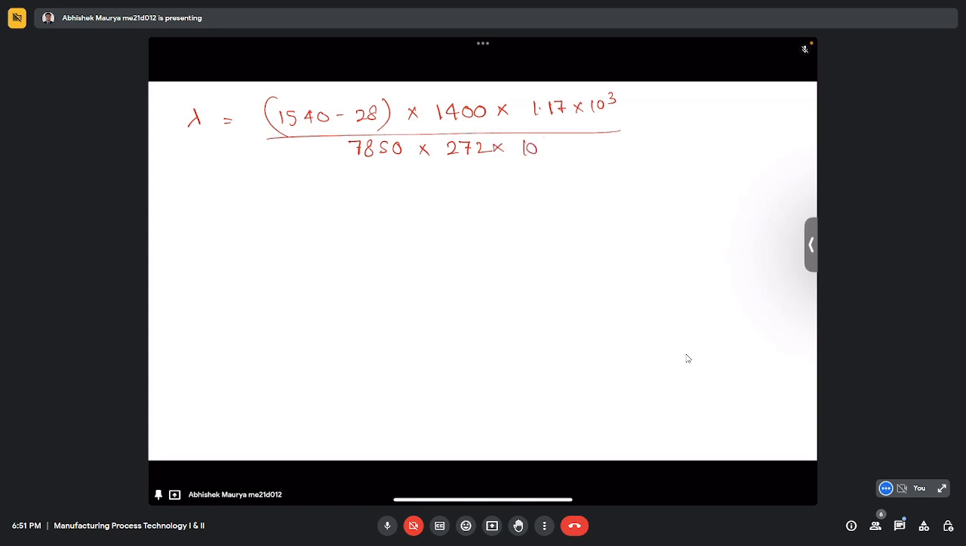Okay, now we will substitute the values to find out the lambda. 1400 is the density of the sand, and specific heat capacity of the sand is 1.17 into 10 to the power 3, divided by the density of the molten metal and the latent heat of the metal. If you calculate it, you will get lambda equal to 1.159.